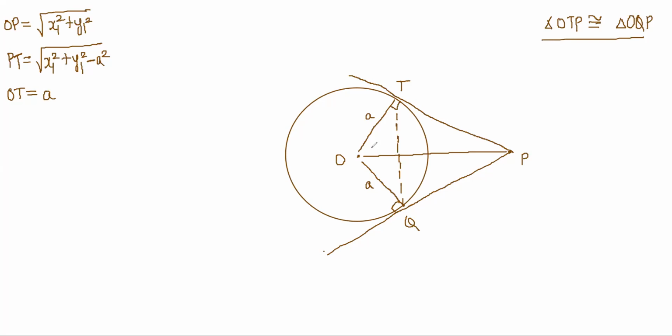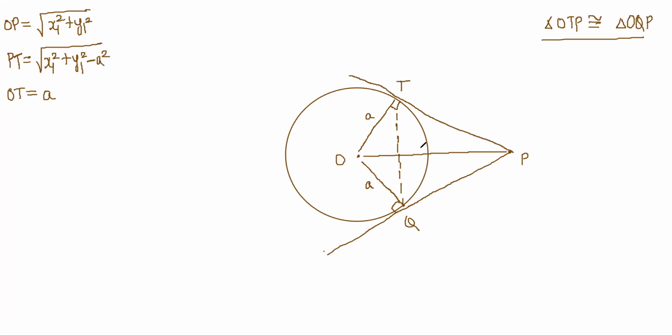What congruency is this? RHS, no. Two sides and a right angle: right angle, hypotenuse, and side, right? A right angle and one hypotenuse and one side, right? RHS congruency. Okay, so this is congruent.